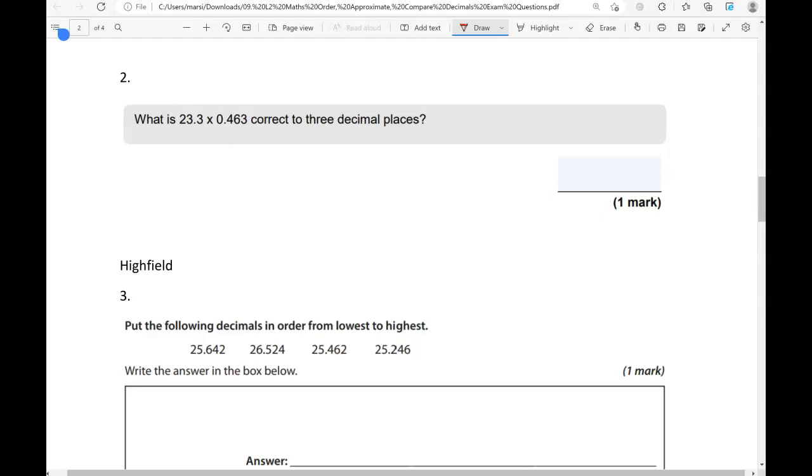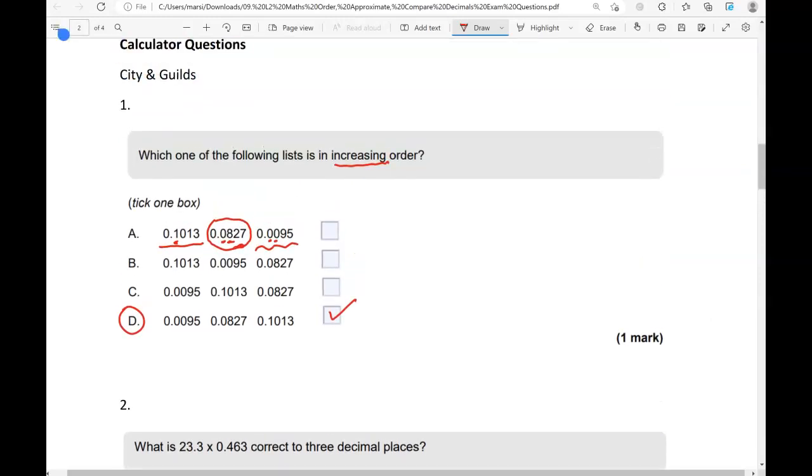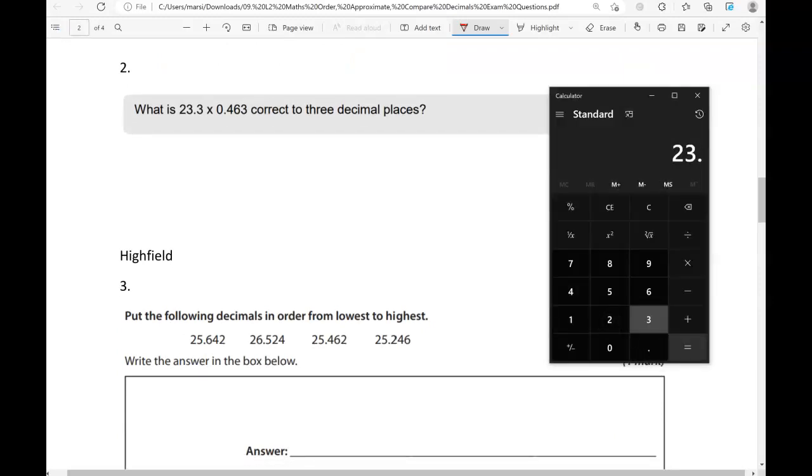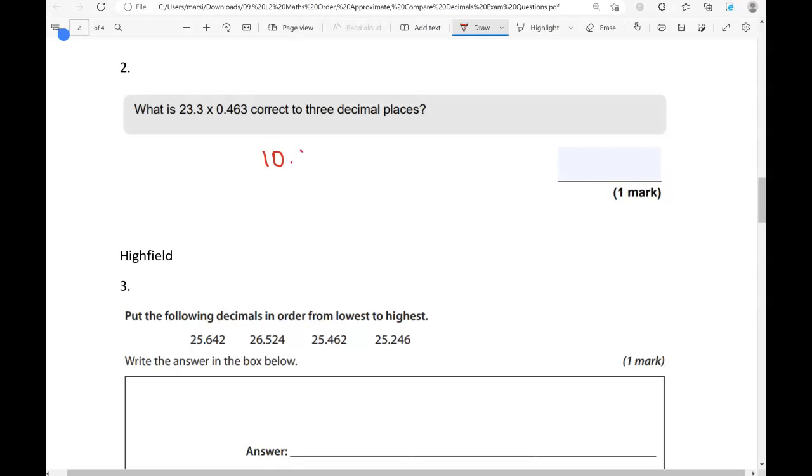What is 23.3 times 0.463 correct to 3 decimal places? As you can use a calculator, I'll just do 23.3 times 0.463, and that gives us 10.7879. We've got to give our answer correct to 3 decimal places, so that's 1, 2, 3. Looking at this digit on the right, that's a 9, so we're going to round up, so the 7 becomes 8, and the digits in front remain the same.